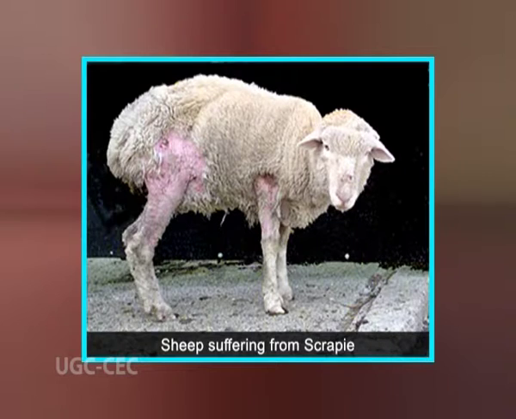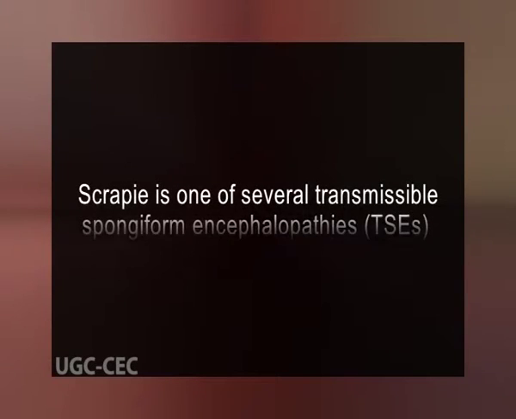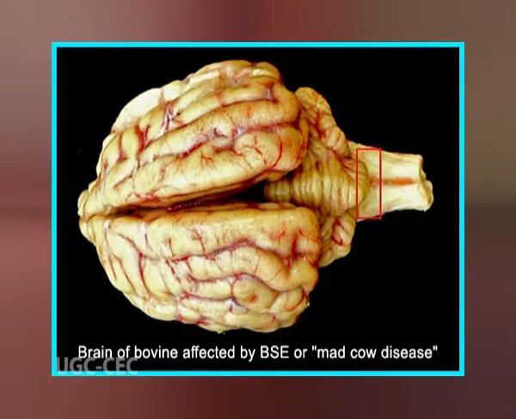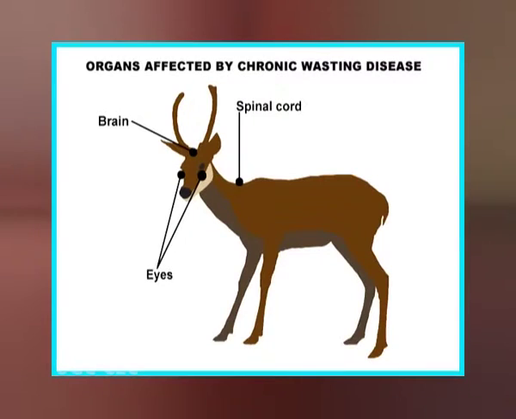Scrapie is a fatal degenerative disease that affects the nervous system of sheep and goats. Scrapie is one of the several transmissible spongiform encephalopathies, which are related to bovine spongiform encephalopathy and chronic wasting disease of deer. Like other spongiform encephalopathies, scrapie is caused by a prion. Scrapie has been known since 1732 and does not appear to be transmissible to humans.